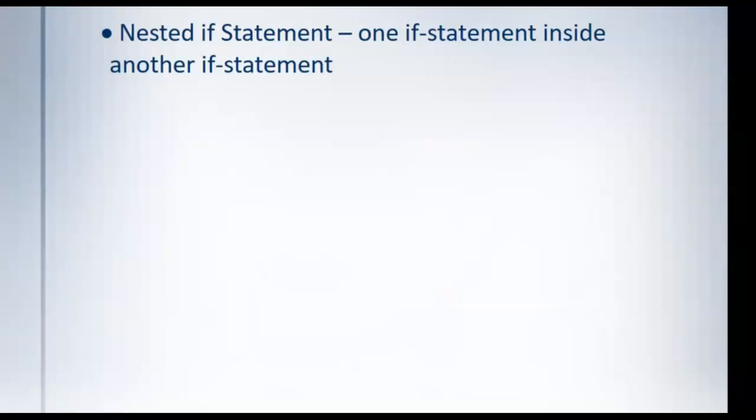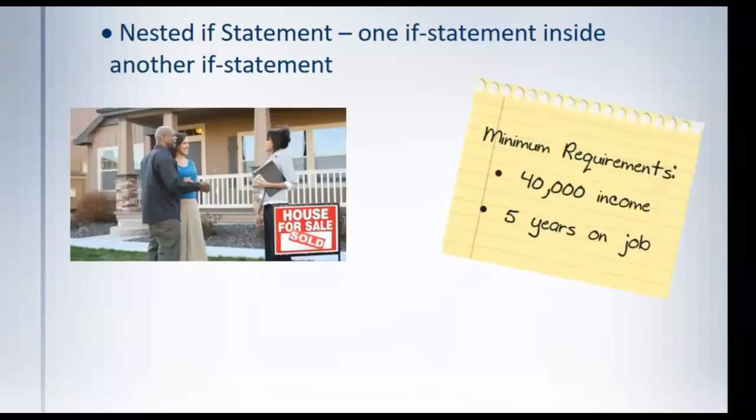A nested if statement is just one if statement inside another if statement. So let's take a look at an example. Let's say that there's a home loan program and there's special financing available if you meet these two minimum requirements. You have to be making $40,000 a year in income, and you have to have been on your current job for 5 years at least.